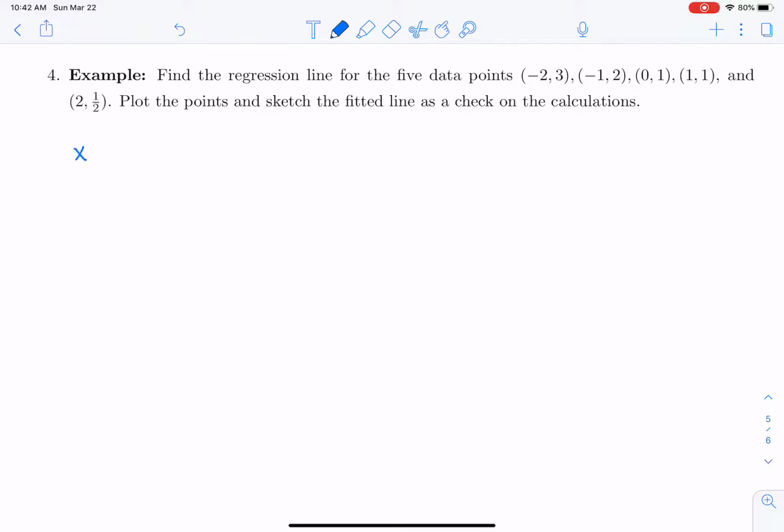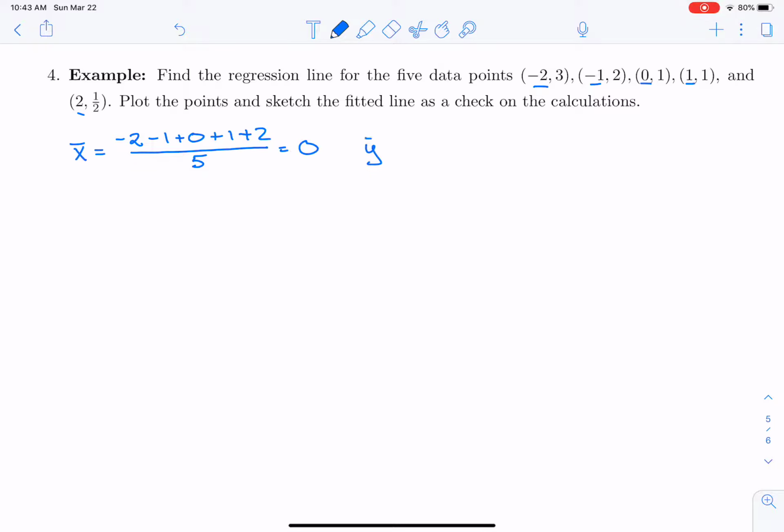So we're going to start by computing x bar. That's the average of the x points. So I'm going to underline the x points there. So we get -2, -1, +0, +1, +2. We're going to divide that by 5. Hopefully you've noticed that the numerator is 0, so we're going to get 0.